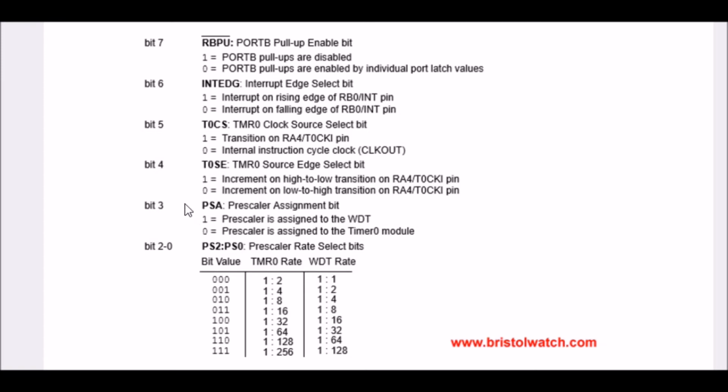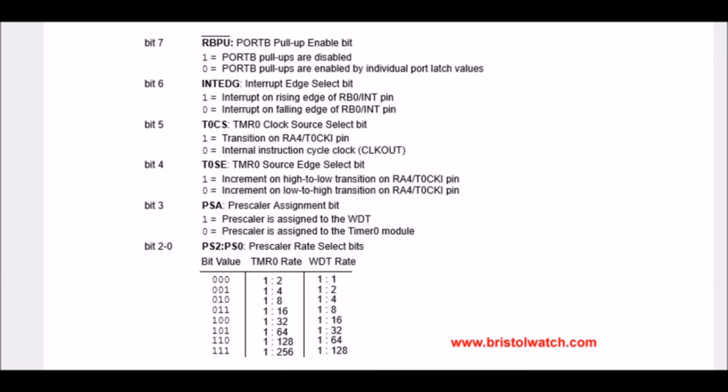Now we're going to have the Prescaler Assignment bit. The prescaler is that 256-bit prescaler I told you, divide by 256, I told you about earlier. If high, it will go to the watchdog timer. Of course, I want to assign it to timer 0, so I'm going to clear it.